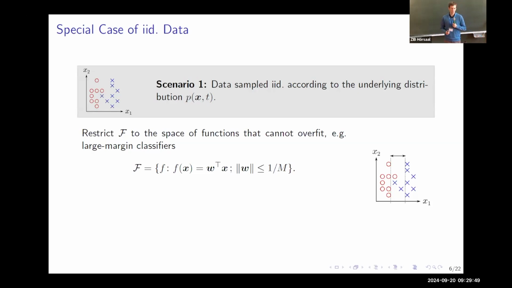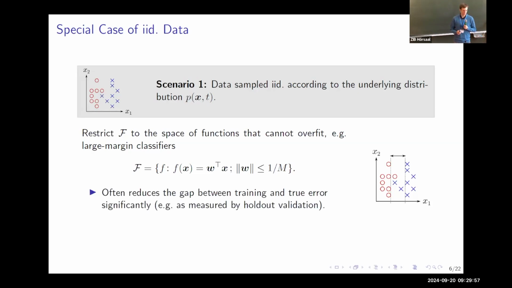So the idea is that we set a margin. We say, okay, this is a reasonable margin for my given problem, and you minimize within that class. And what you can see is that if you apply this technique, and this is basically the basic idea behind support vector machines, or more generally, large margin classifiers, it significantly reduces the gap between training and true error.